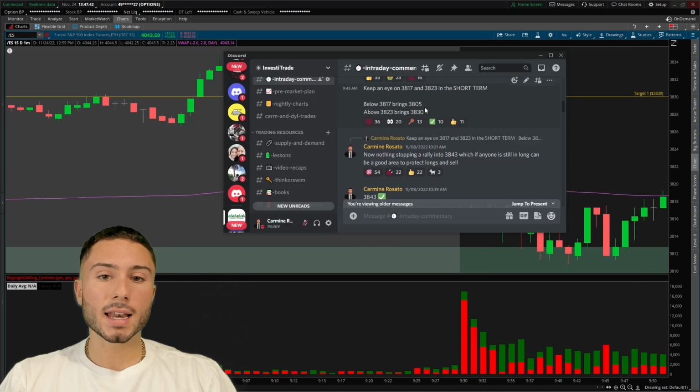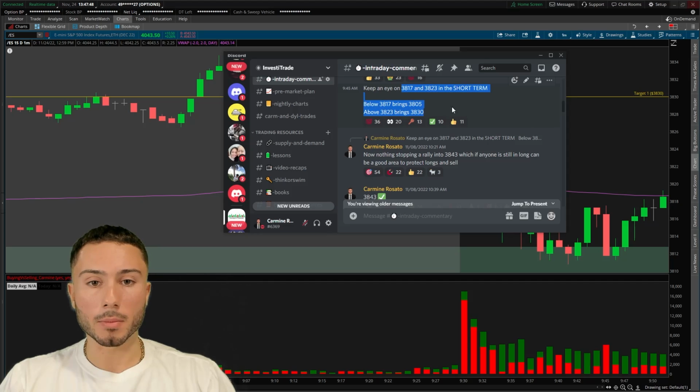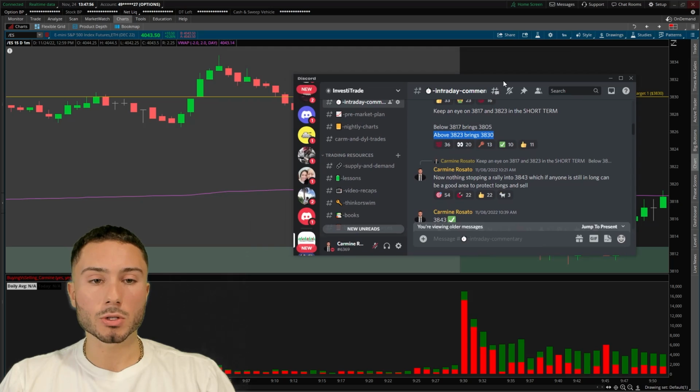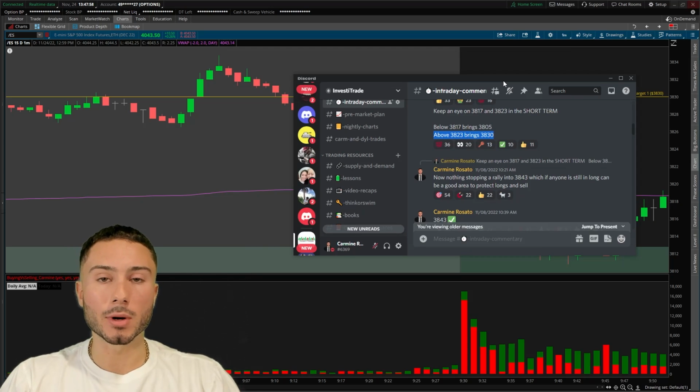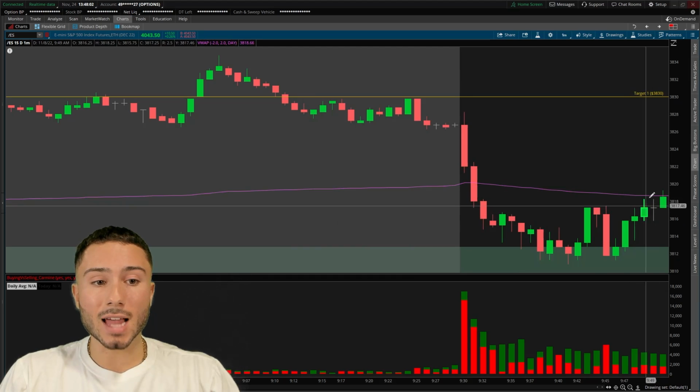With this being said, in the Discord that day, I said keep an eye on 3817, 3823 in the short term. Below 3817 brings 3805, and above 3823 brings 3830. So this is kind of the dynamic aspect to it. The market could go either way. Right now, at this balanced period, we're consolidating in this range.